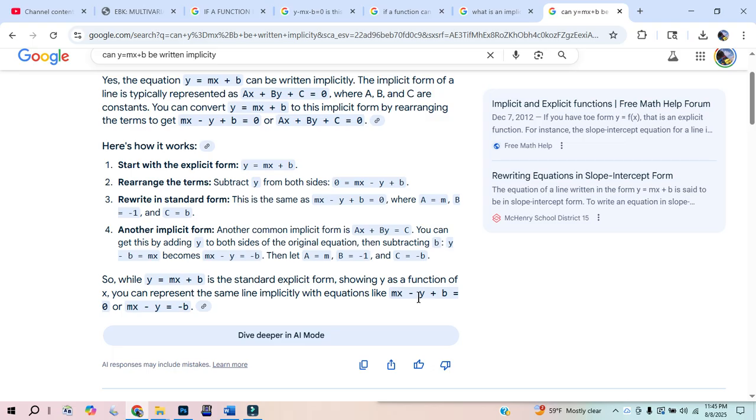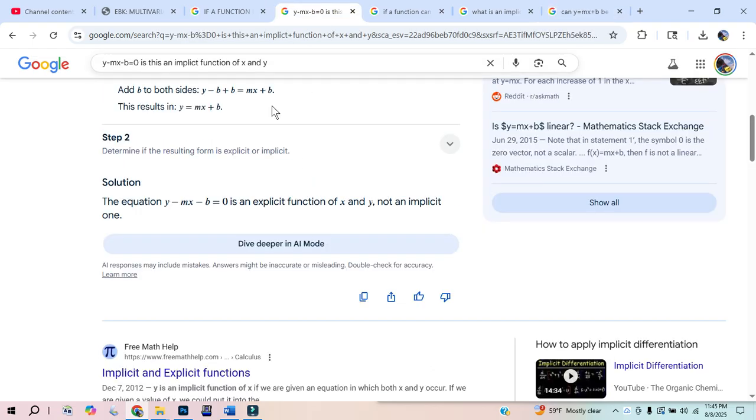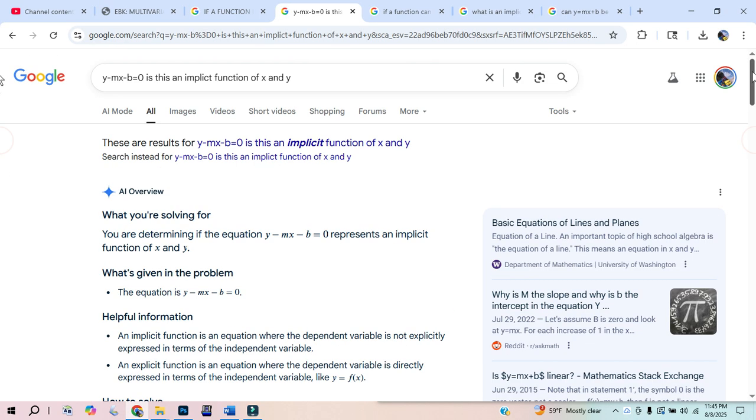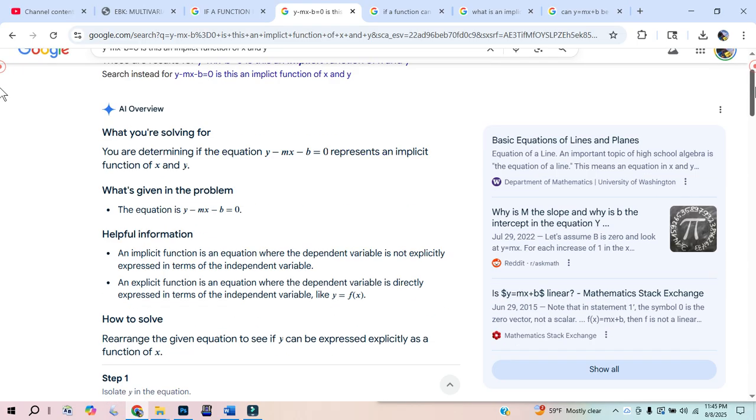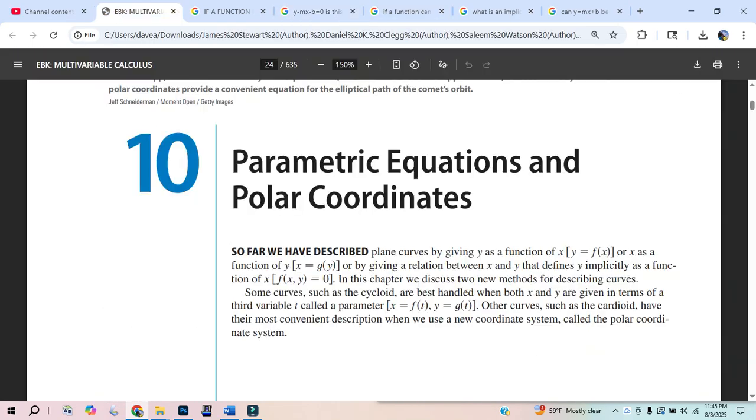We just said it was going to be y minus mx minus b. And so we didn't write it wrong, because we said y is equal to minus mx minus b. It's just sometimes Google AI isn't the best. Okay, so that's kind of where I got on this.